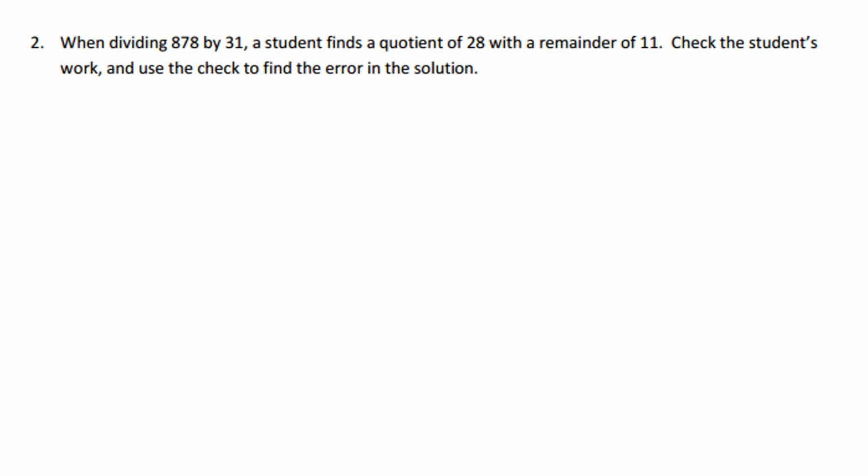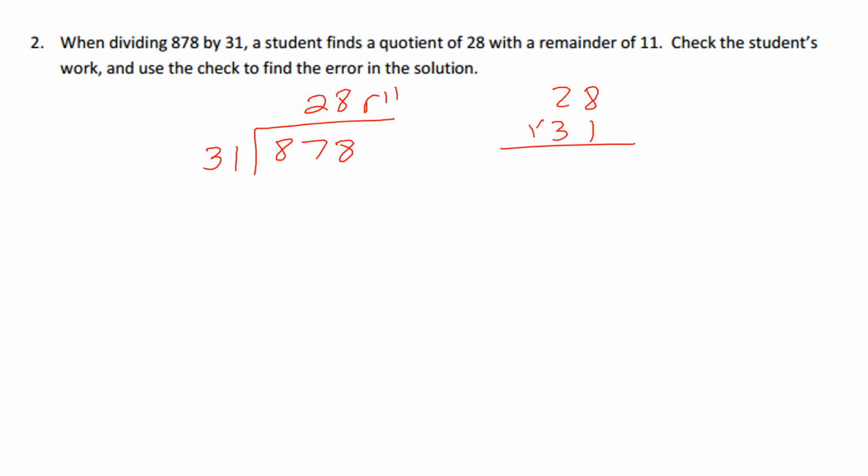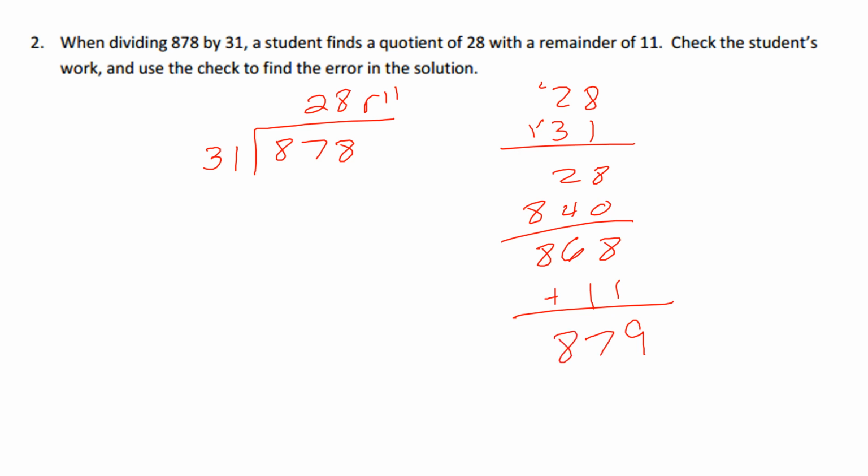Number 2, when dividing 878 by 31, a student finds a quotient of 28, remainder of 11. Check the student's work to use the check and find the error in the solution. So first off, what they're saying is they had 878, and they divided it by 31, and they got 28, remainder 11. So in order to check this, we're going to take 28 times 31, and we're going to end up with 28, 0, 24, and that'd be 6, 7, 8. 840, which would be 8, 6, 8. And then they're adding 11, which would be for the remainder, that'd be 879. So they're off by 1.